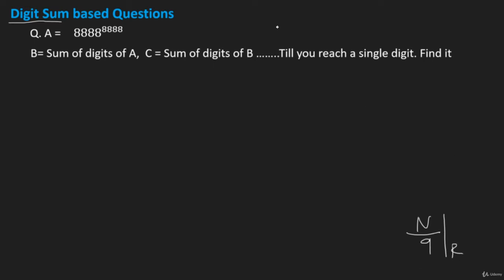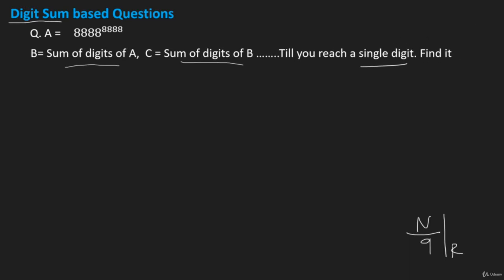Alright, over here we have a sample question. Let's read it. A is equal to 8888 to the power 8888. B is equal to the sum of the digits of A. C is equal to the sum of the digits of B, and it goes on like that, and you have to keep doing this till you reach a single digit. Now the question asks us to find this digit.